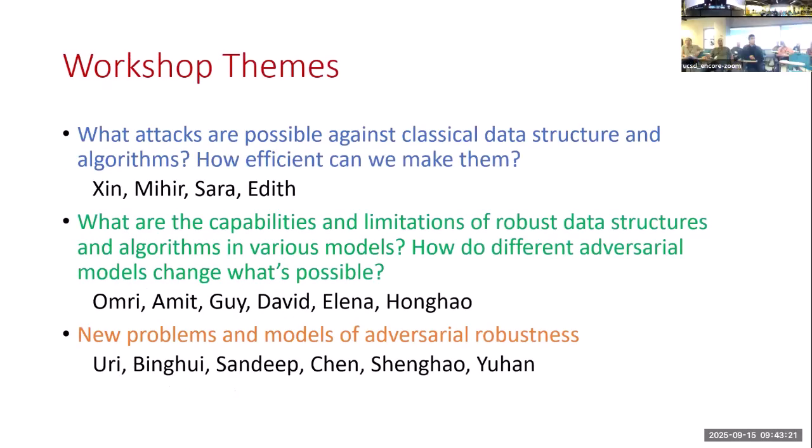More generally, the workshop themes are questions such as what attacks are possible against classical data structures and algorithms, and how efficient can we make them? And we'll have certain talks encapsulating this theme. We're going to ask what are the capabilities and limitations of robust data structures and algorithms in various models, and how do different adversarial models change what's possible? I'll get to that question a little bit towards the end of this tutorial, but we also have a wonderful suite of talks there. And finally, we'll have a great set of talks on new problems and models of adversarial robustness.